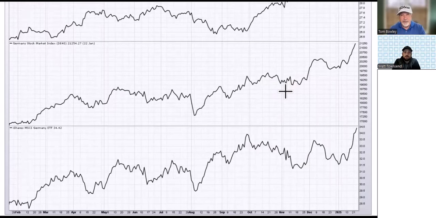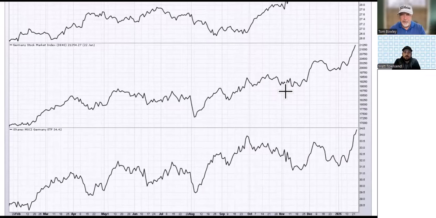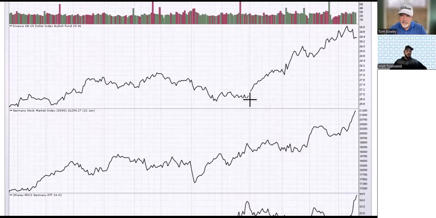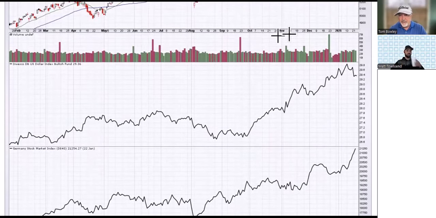Well, back to your point, that's a great question. Everyone needs to be aware of this, especially if you trade ETFs on foreign indexes. So the dollar plays a role in the return that you're going to have in those ETFs. So in this case, look at the dollar taking off in the months of October and November and even into December. Dollar's been going straight up in the fourth quarter.